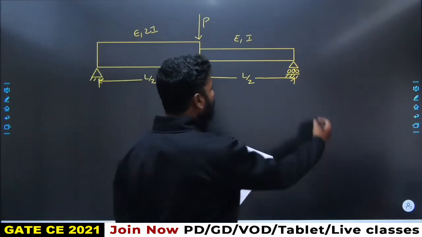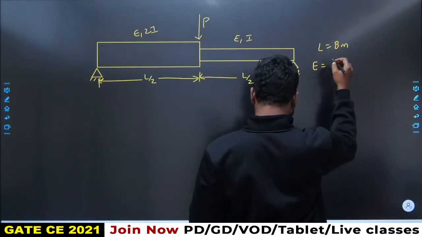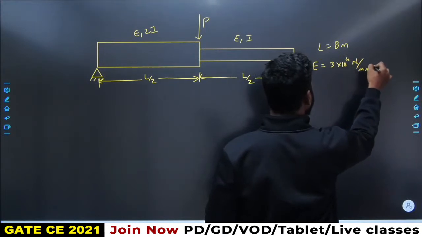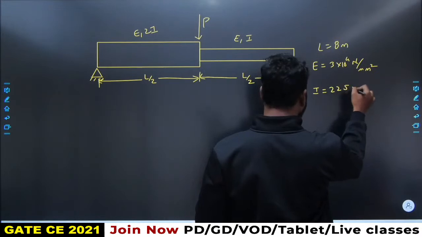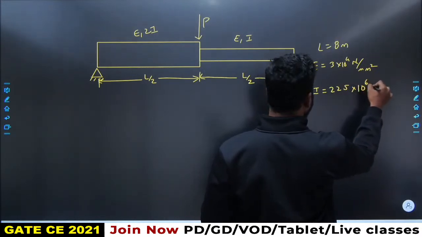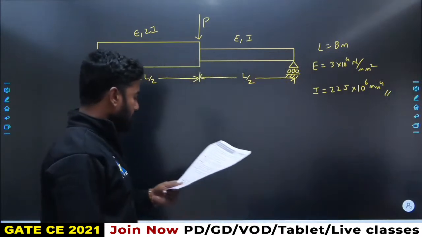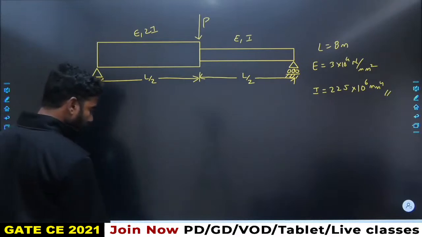Length L is given as 8 meters, E is given as 3 into 10 to the power of 4 Newton per mm square, I equals 225 into 10 to the power of 6 mm to the power of 4. Units are very much important. He is just asking what is the midspan deflection. How are you going to find out the midspan deflection?